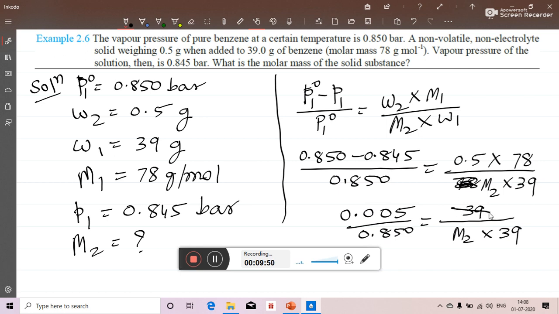So 39 cancels. So M2 equal to, now here the decimal point is before the same number of digits, so it will be cancelled. This will become reciprocal. So 850 upon 5. So our final answer is 170. The unit of molar mass is gram per mole. So this is our answer, 170 gram per mole.